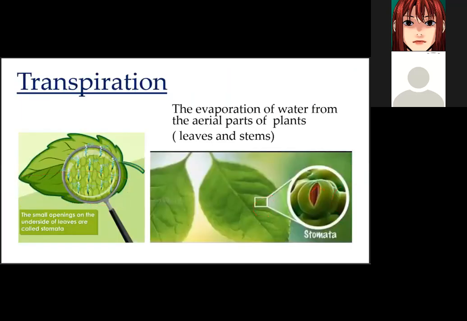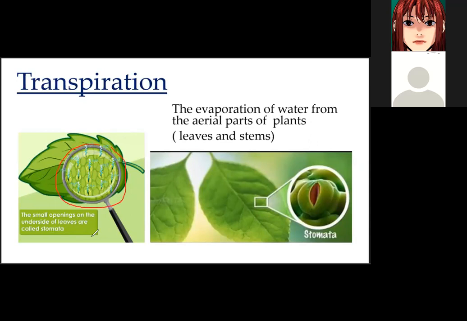Another one here, we have transpiration. Transpiration is the evaporation of water from the aerial parts of the plants. When we say aerial, this is exposed to the air. The parts of the plant exposed to the air are the leaves and stem, but generally, it's the leaves. Under the leaves, if you look at them under the microscope, you will see this part.